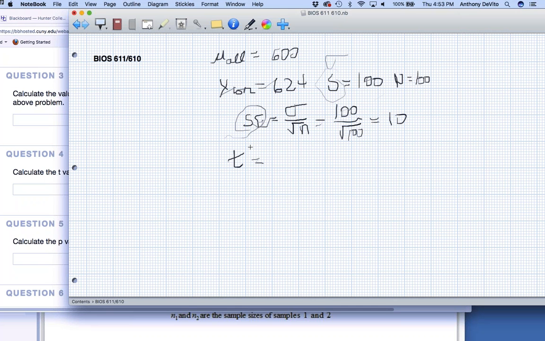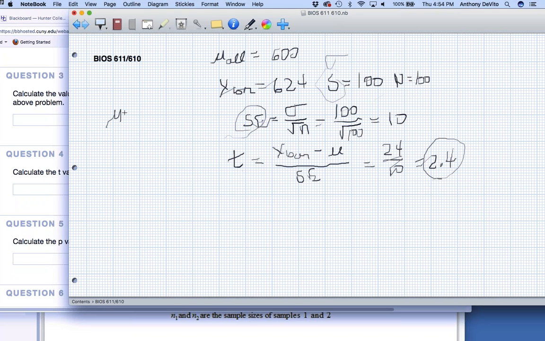Now, there would be a lot of people that argue, well, 100 is a big sample, let's just use 1.96. For our purposes, let's stick with the t-score because it's just a little bit different. We'll see that in a second. So what is the t-score going to be equal to? What's our formula for that? X bar minus mu, the difference between the two means, divided by the standard error. It's equal to 24 divided by 10, which is 2.4.